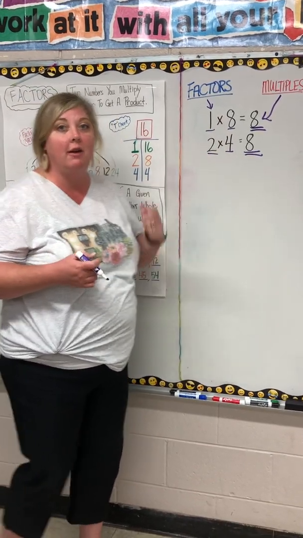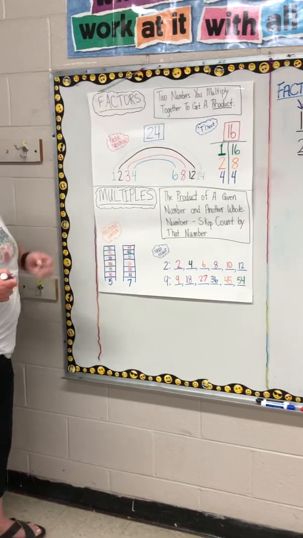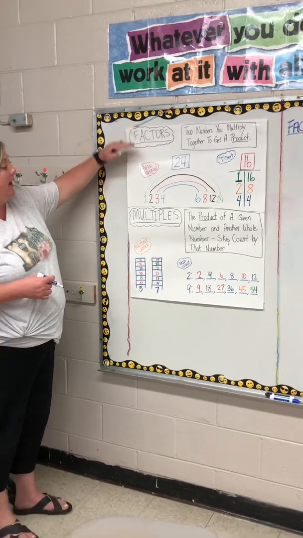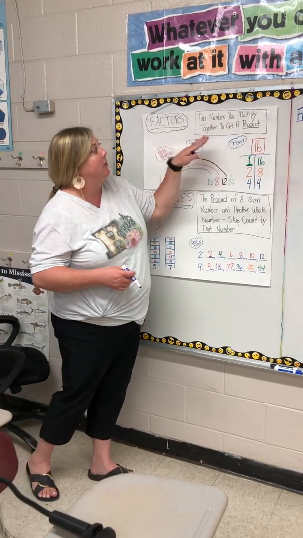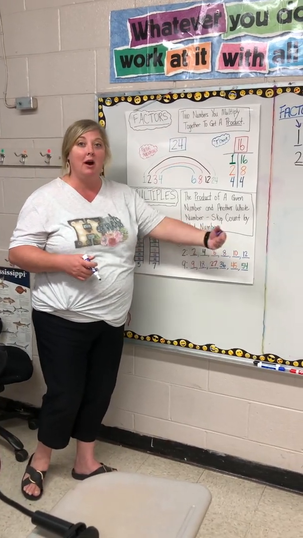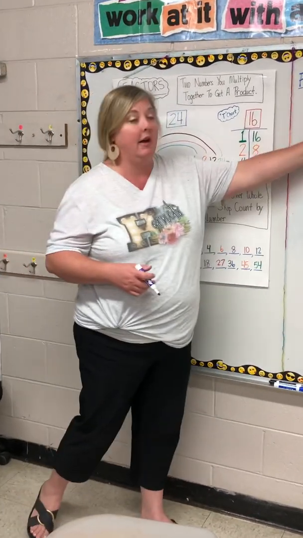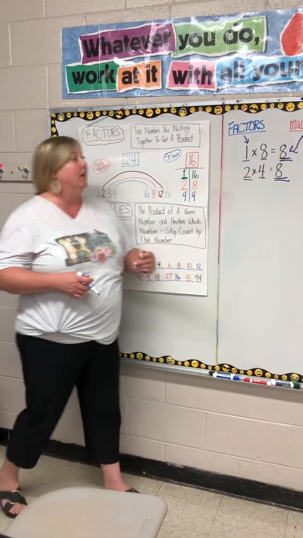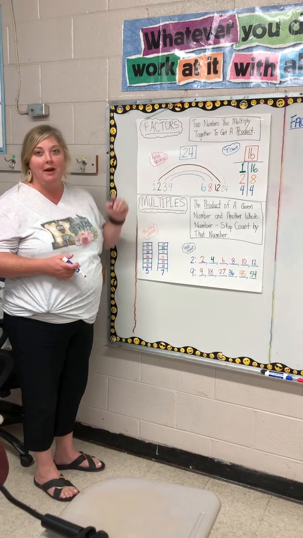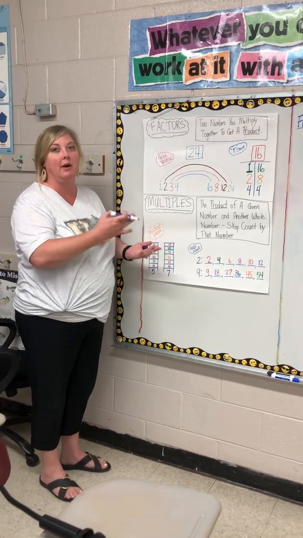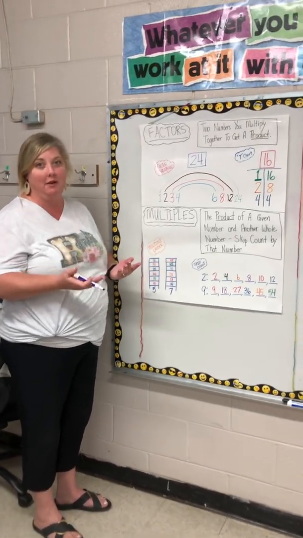Now I want to show you an anchor chart I have made here that kind of breaks this down of what factors and multiples look like. Factors are two numbers you multiply together to get a product. And yes, I'm calling that product a multiple. Okay? We sometimes make factor rainbows. It's just a visual way to represent the factor pairs of a number.